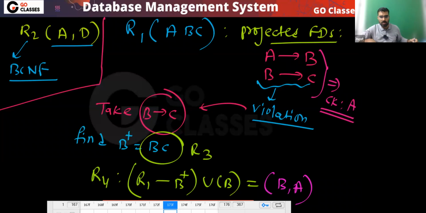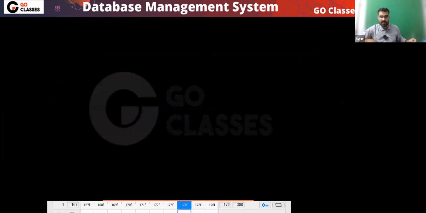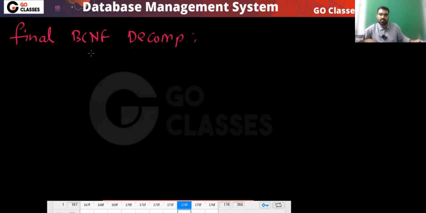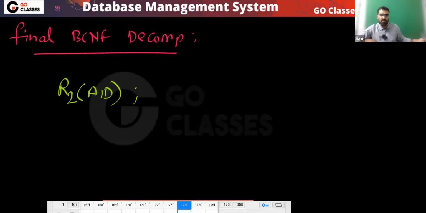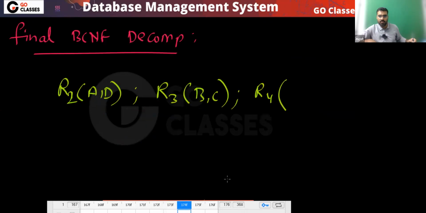So what is your final answer? Can anyone tell me what the final answer is? The final BCNF decomposition that you will get is this. You got R2 which has AD, and you got R3 which has BC, and you got R4 which has AB. This is your answer. Is this clear?